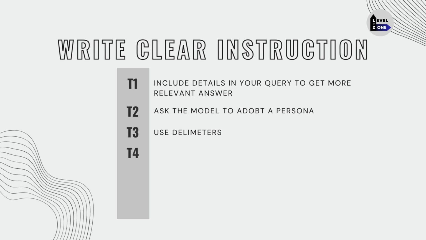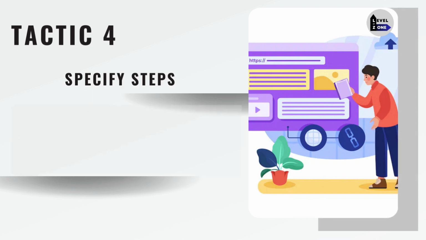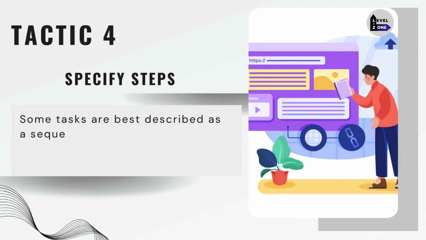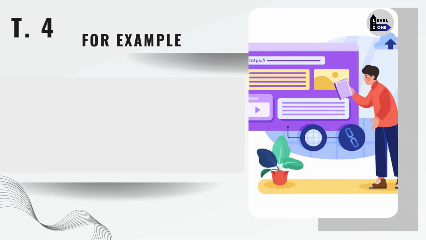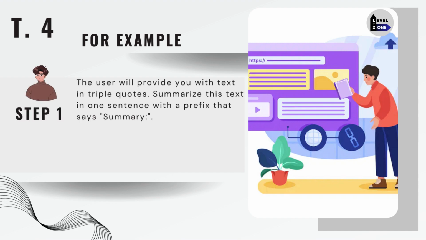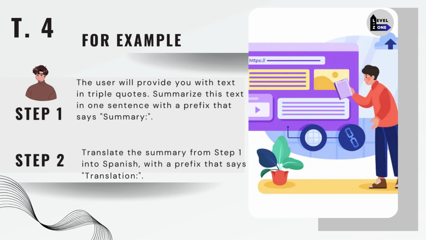Tactic number four. Specify the steps required to complete a task. Some tasks are best described as a sequence of steps. Provide explicit instructions for the model to follow. For example, step 1, summarize the text in one sentence with a prefix that says summary. In step 2, translate the summary from step 1 into Spanish with a prefix that says translation.